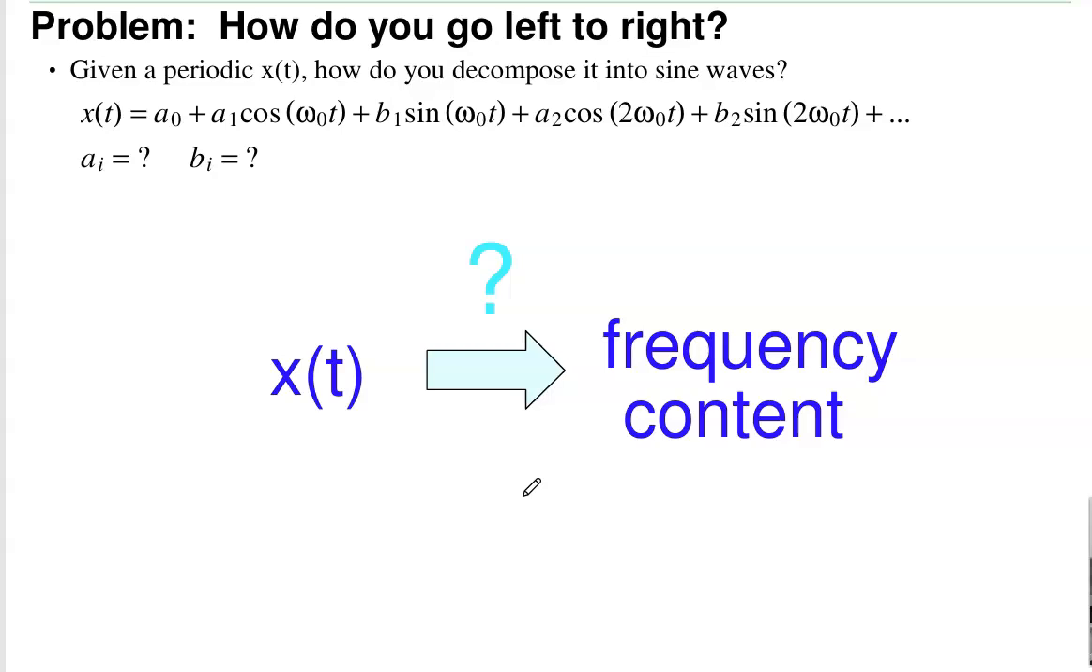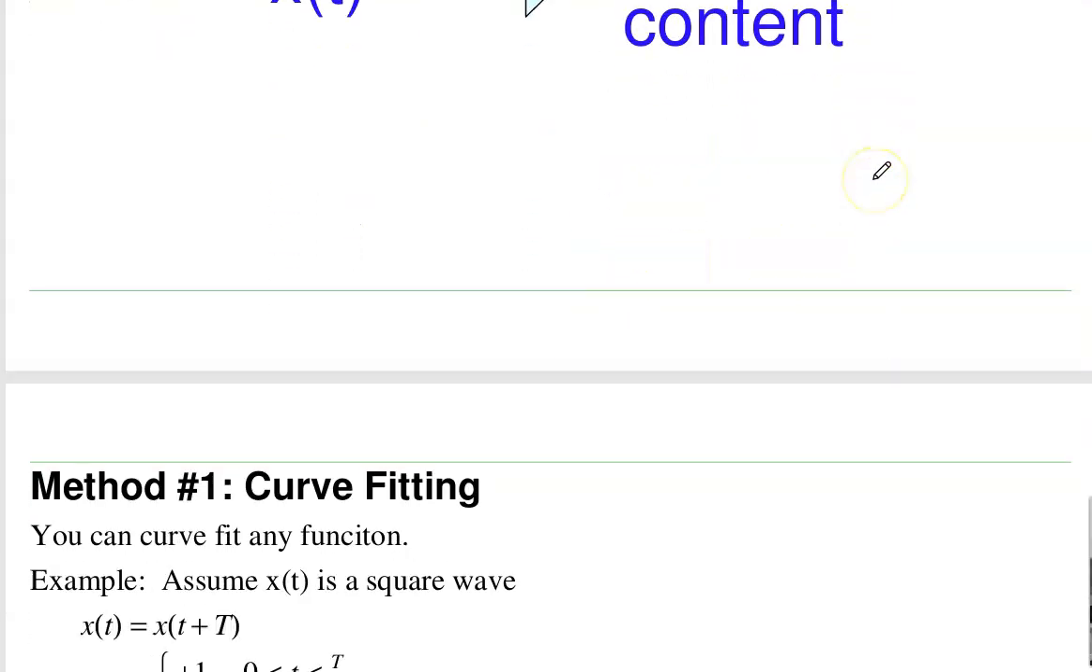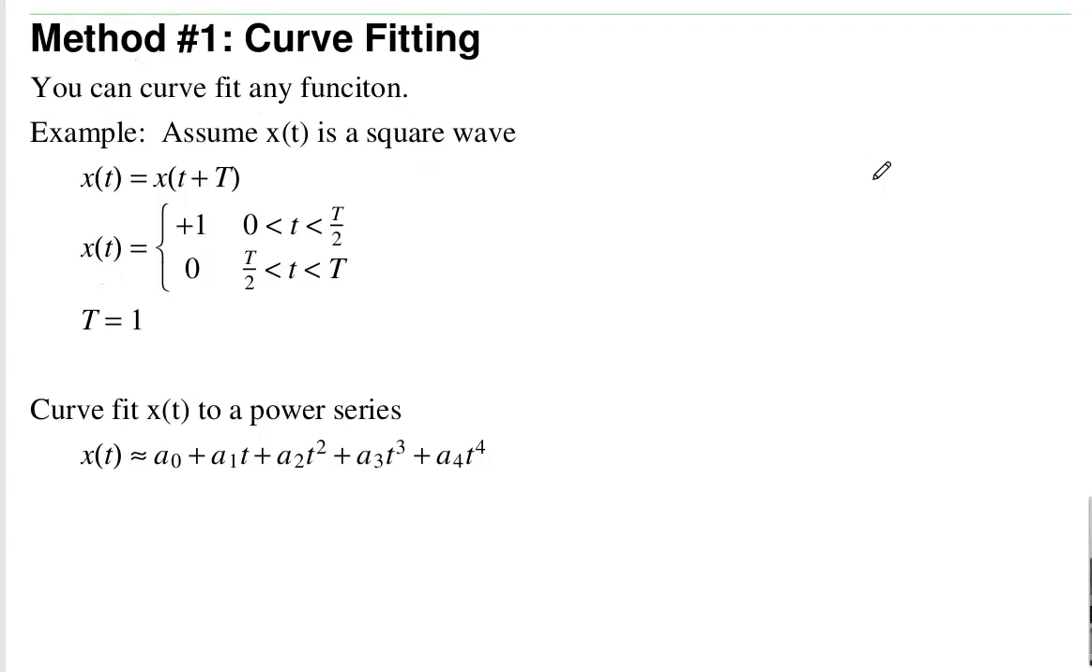Challenge for you. How do I go left to right? I know x of t. How do I find the Fourier coefficients? Well, there's a couple ways to do it. One, I can curve fit it. So you can curve fit anything. Let's just take a square wave. Suppose x of t is 0 for half the cycle, 1 for the other half the cycle. And the period is 1 second. Come up with a curve fit for that waveform.